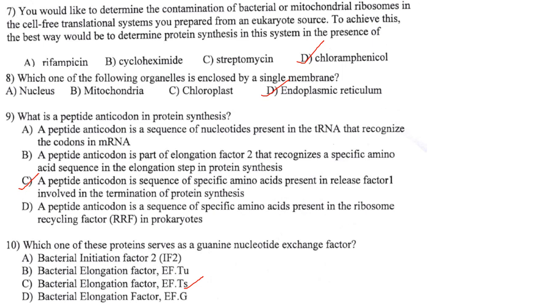Which one of the following organelles is enclosed by a single membrane? It is your endoplasmic reticulum out of the given options. So answer is option D. What is peptide anticodon in protein synthesis? A peptide anticodon is a sequence of specific amino acids present in release factor 1 involved in the termination of protein synthesis. Answer is option C.